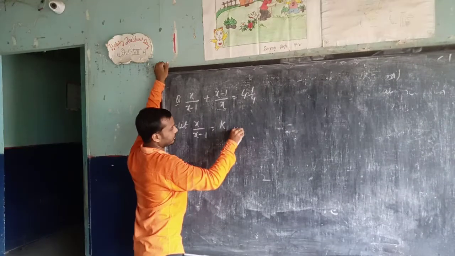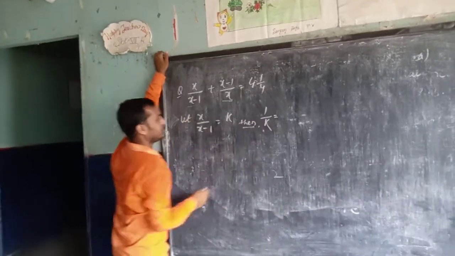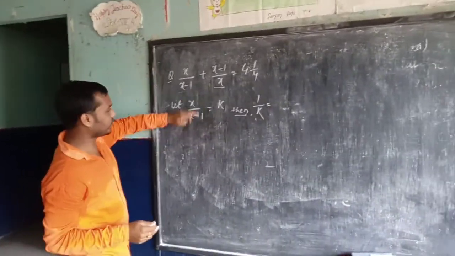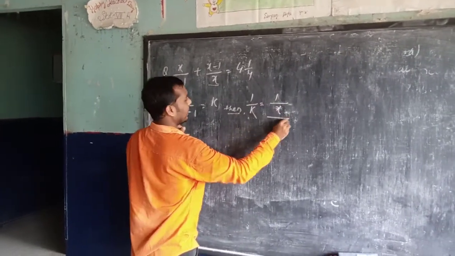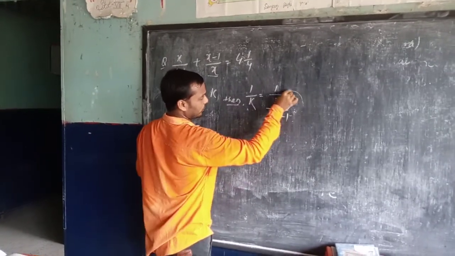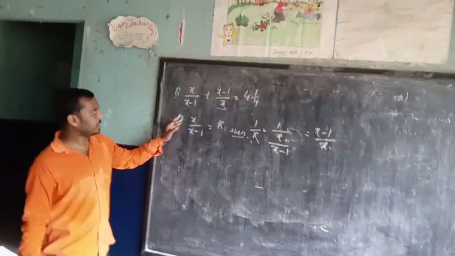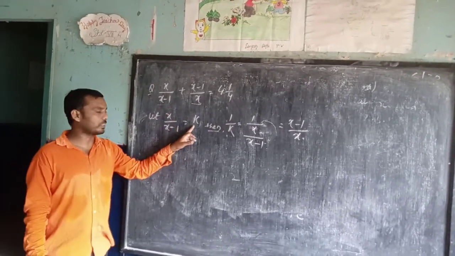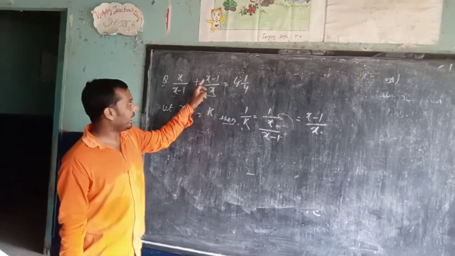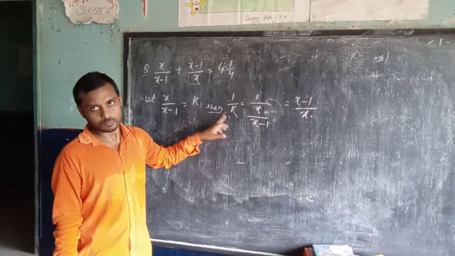Then 1 by k equal to what? 1 by k means we have to take the reciprocal of this. So when we take the reciprocal, we will write x minus 1 by x. This means if x by x minus 1 is written with the value k, then x minus 1 by x can be written as 1 by k. Getting the things?